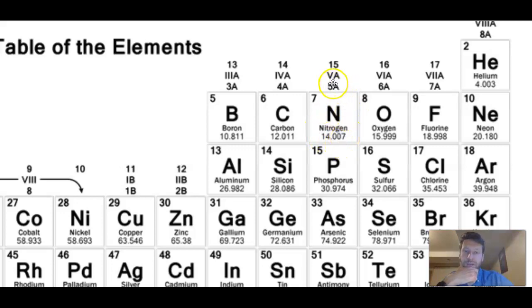Nitrogen has 5 valence electrons. So what does it want to do to become stable? Well, if it has 5 valence electrons, it could either gain 3 or lose 5. It's easier to gain 3 than it is to lose 5, so nitrogen is going to gain 3 electrons to become stable. Oxygen has 6 valence electrons, so it can either gain 2 or lose 6. So it's going to gain 2 to become stable.